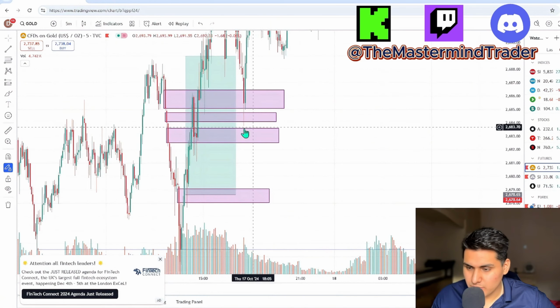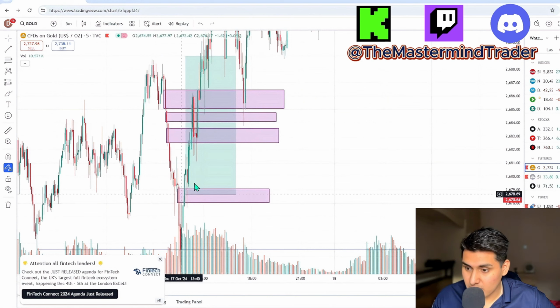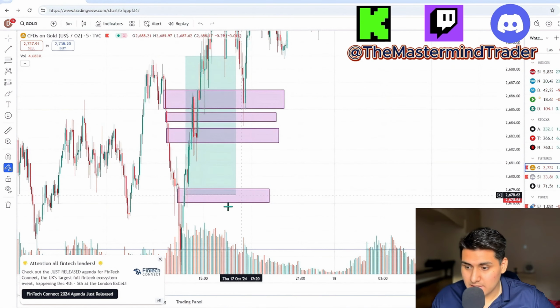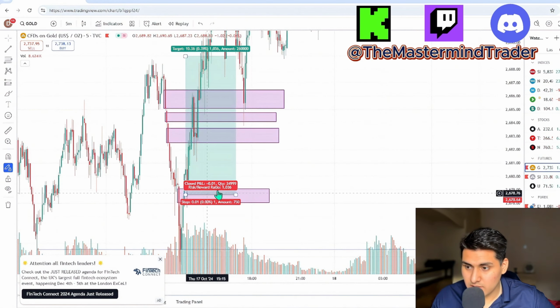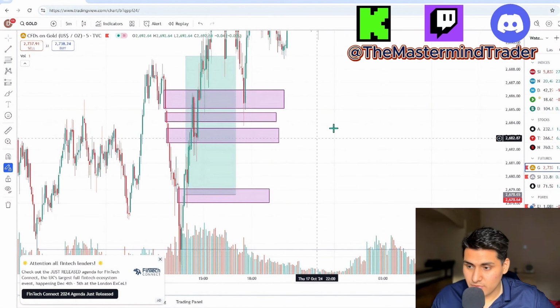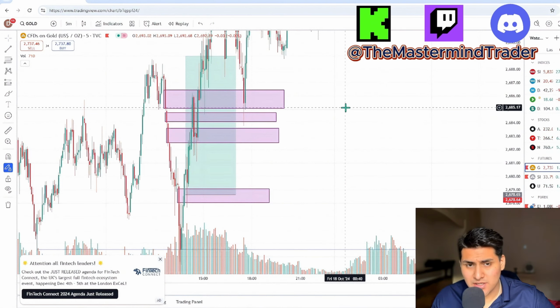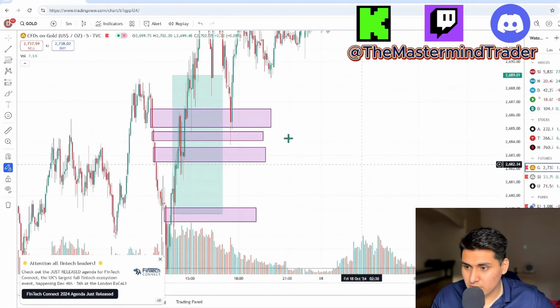Now, as always with my positions, I do tend to close at least 50% of my position as soon as the market moves 50% in my favor. And then I tend to move my stop loss to break even so as to cover myself in the event of anything happening in the market. So this is one of the trades that I took. Let's have a look at another one.